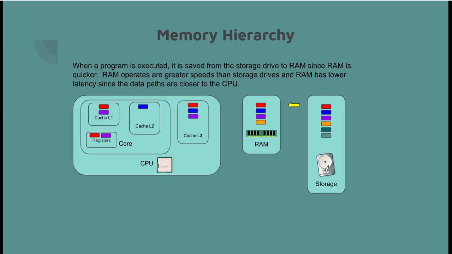When a program is executed, it's not practical to run the program from storage since it's so slow compared to the RAM and caches. So the program is copied from storage to the RAM. RAM operates much quicker, experiences less latency since it's closer to the CPU.